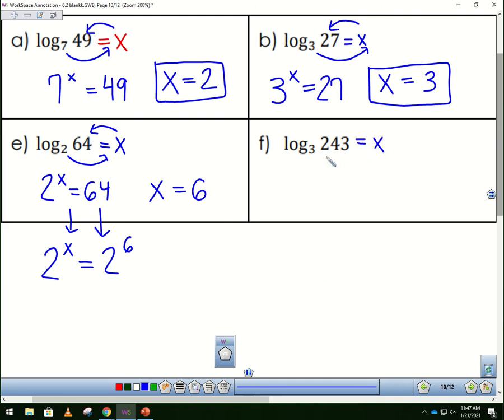All right. So 3 to the x is equal to 243. So x here would be equal to 3 to what power is 243? 4. Not 4, but one more. 5. You can check it in the calculator. 3 to the 5th, yep.